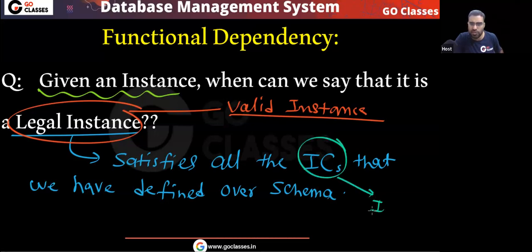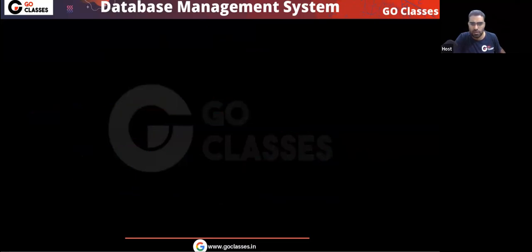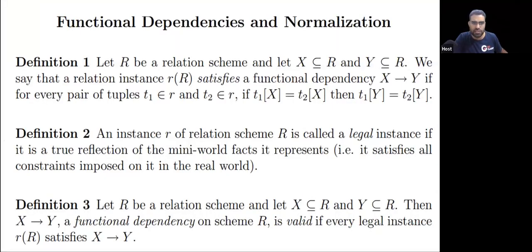This IC, what does this mean? This means integrity constraint. All the restrictions that you have defined on the schema must be satisfied. Then you can call it a valid instance. So these are the definitions. We have seen everything.